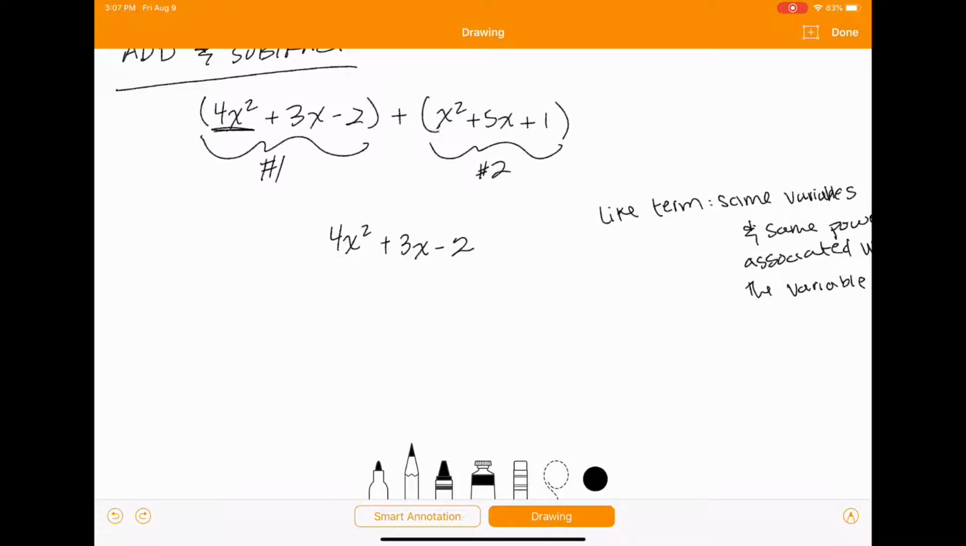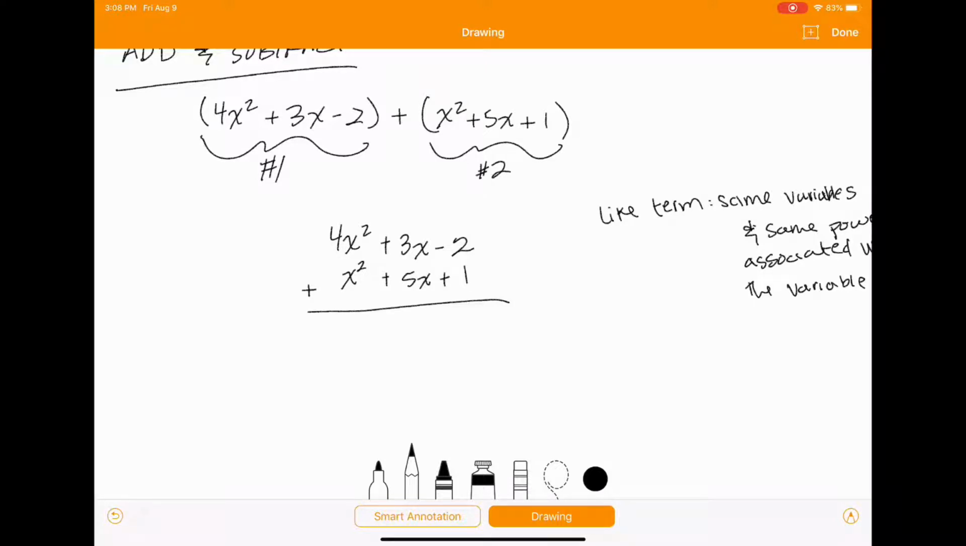And then if we move on to the next term over here, 3x, the like term over here is going to be 5x because we've got an x as the variable. So again, you just want to line up these like terms. So x squared plus 5x plus 1.